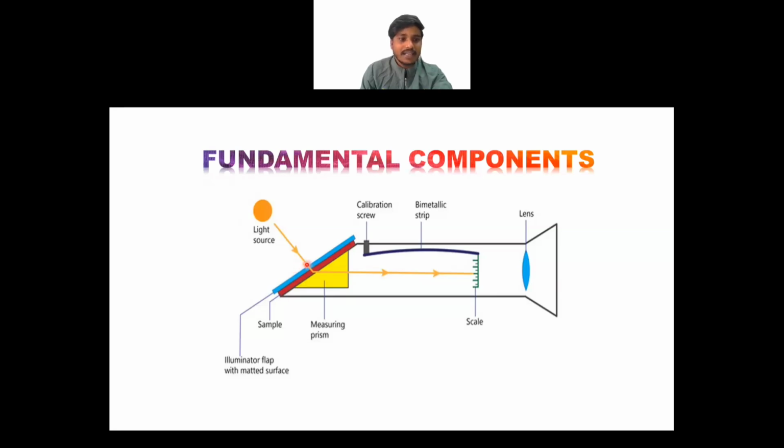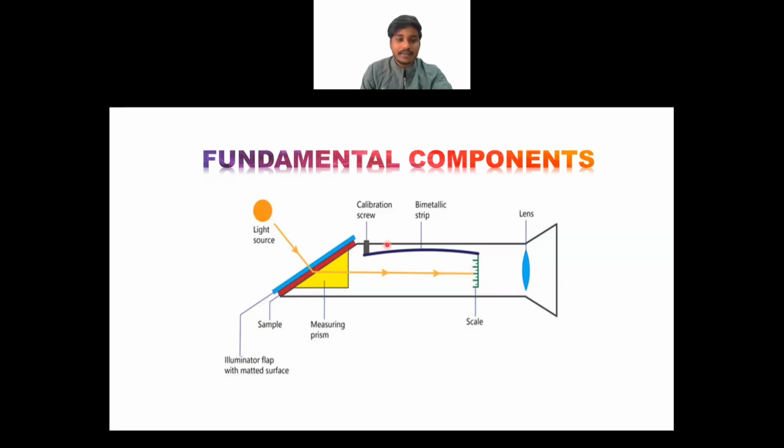In manual models, ambient light is used, while digital models have built-in LED lights. And then sample cover, a transparent cover plate that presses the sample onto the prism for accurate reading and ensures even distribution of the sample. And then going to the scale, analog refractometers have a scale visible through the eyepiece, while digital versions have an LCD display showing the results.